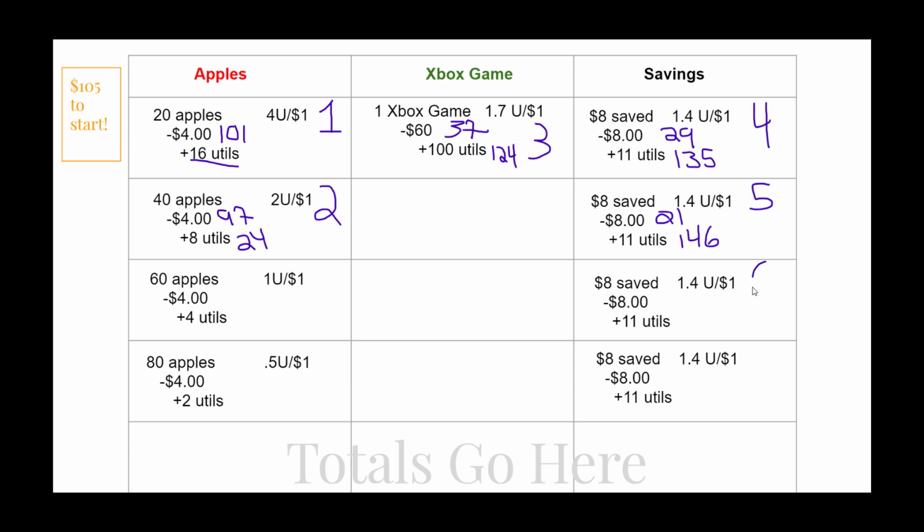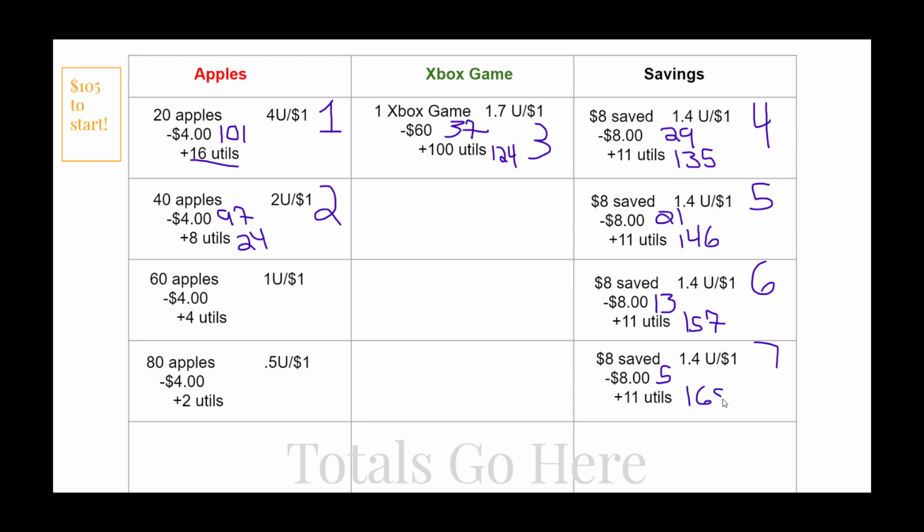Sixth purchase, pretty clear that it's going to be right there. I'm going to be down to $13. I am going to raise my utils to 157. And my seventh purchase is going to be right here. I'm starting to run out of money, but I do have enough to save another $8. That's going to cost me $8, giving me $5 left. I will now add up my utils, giving me a total of 168 utils.